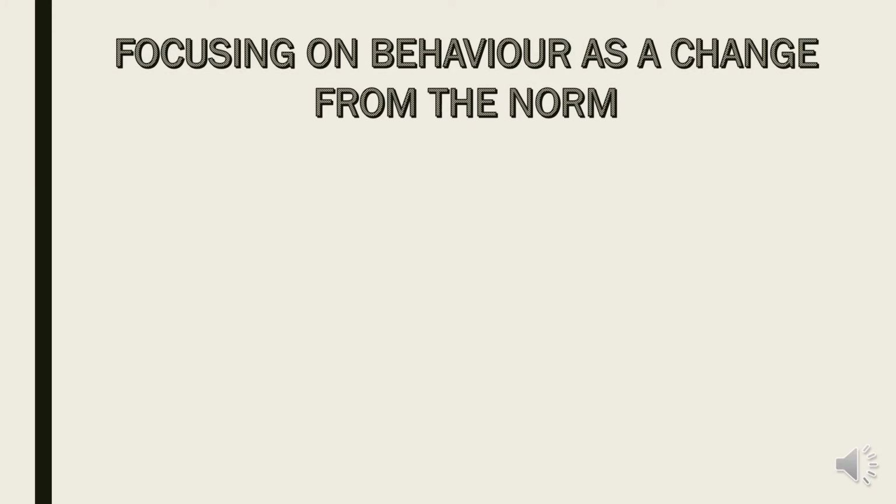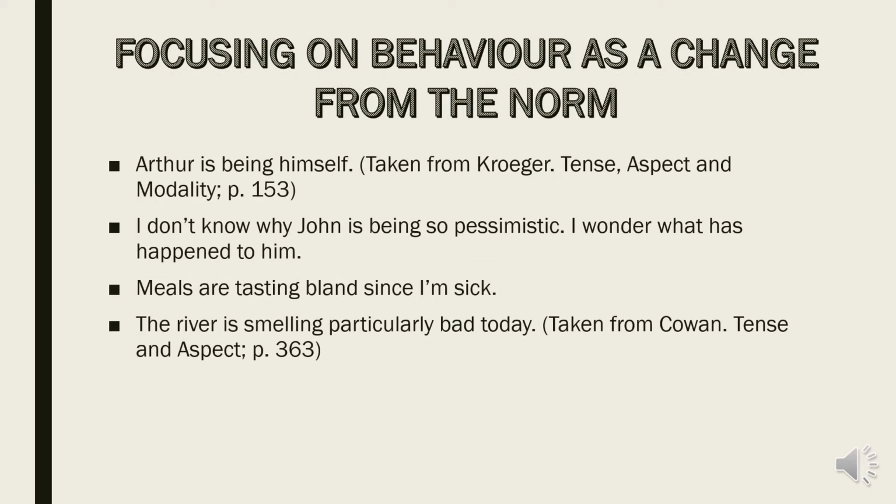Focusing on behavior as a change from the norm is the second meaning. This use expresses that the behavior of the subject is not the common. This behavior can be strengthened by using adverbs of time such as today, like in number 4. If we use present simple instead of stative progressives, the verb will show a situation that is always the same. For example, if we change number 4 and we say "the river smells bad," probably it's something usual. When the sentence is in the progressive form, there is a particular reason that results in this situation.